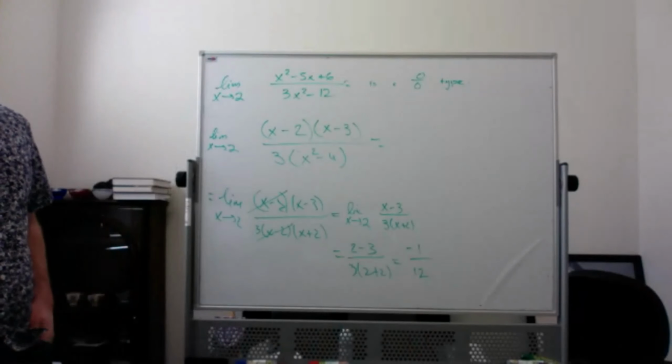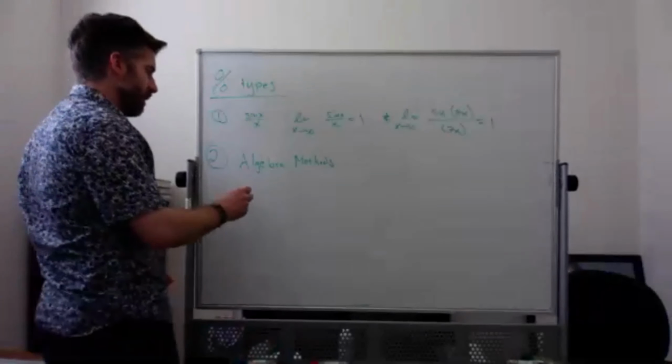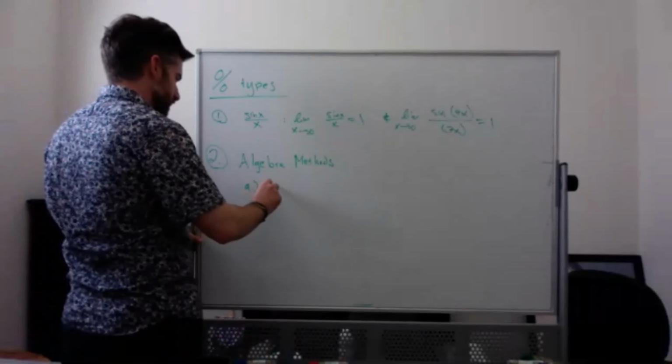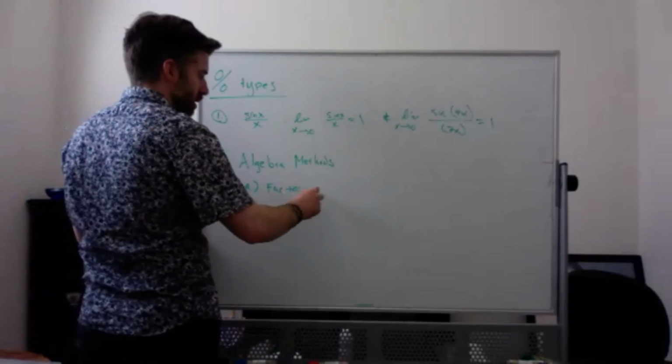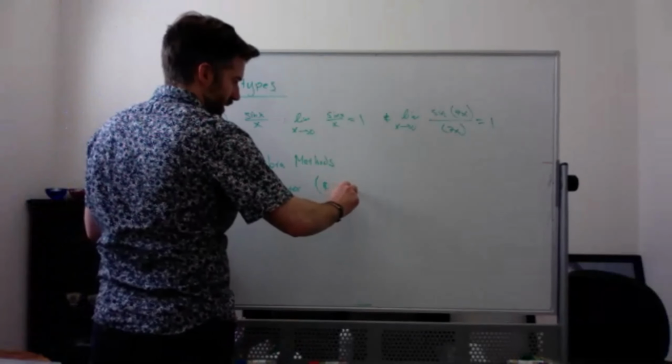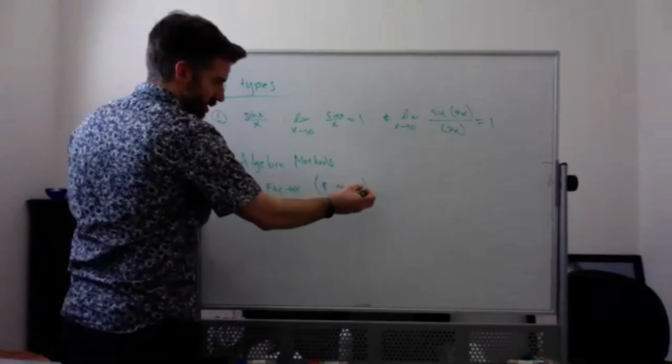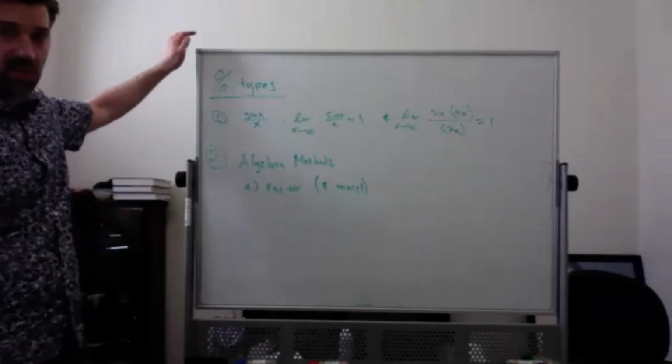So this is what I call the factor and cancel, or just factoring. So the first algebraic method, factor and cancel. I didn't say the cancel part because that's kind of always implied that you're going to have to cancel some stuff that's making you have the 0 on the top and 0 on the bottom.